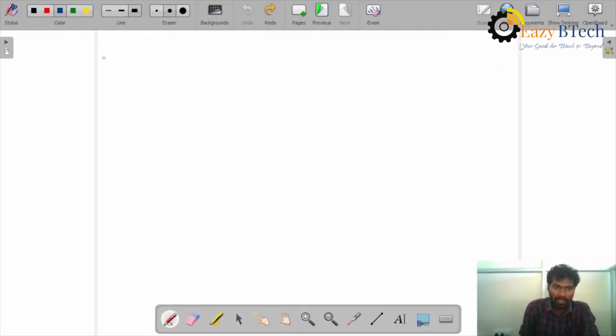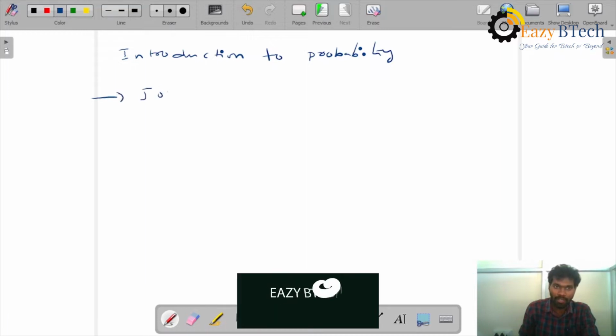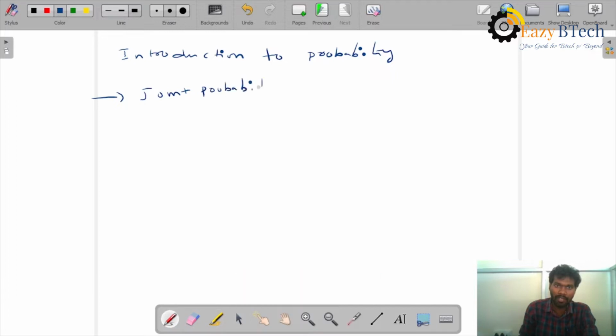In the previous session we learned about the concept named introduction to probability. So the next concept is about joint probability and conditional probability, joint probability and conditional probability. This is the next concept.